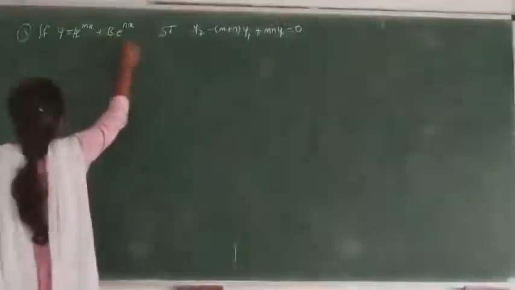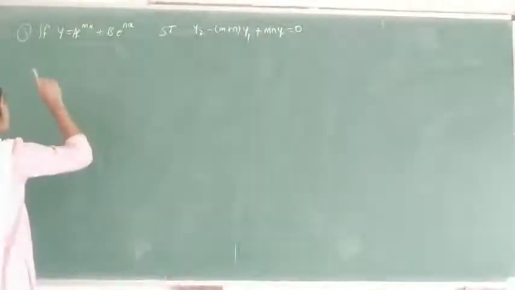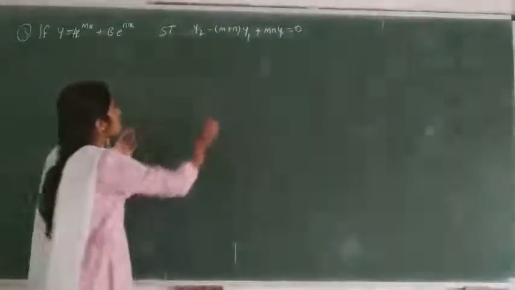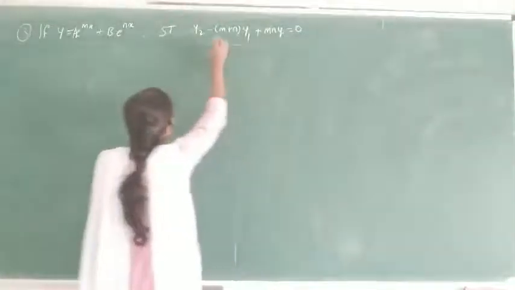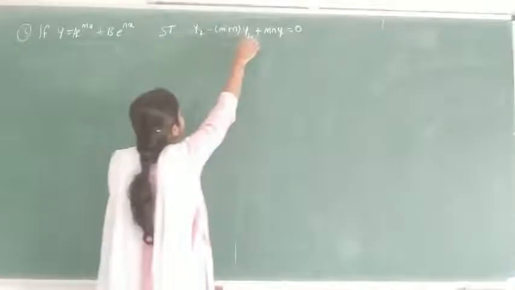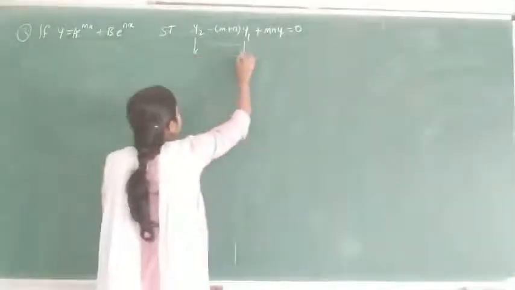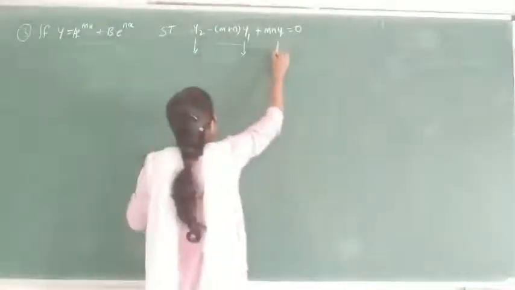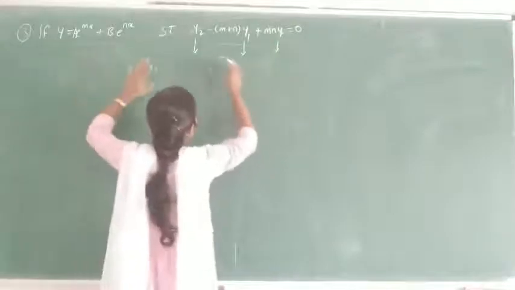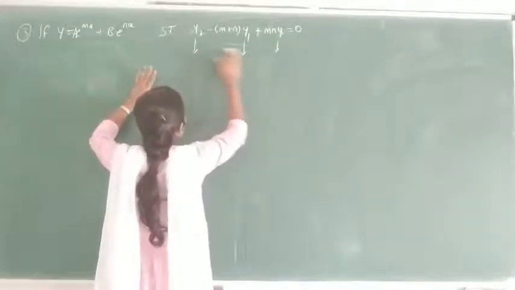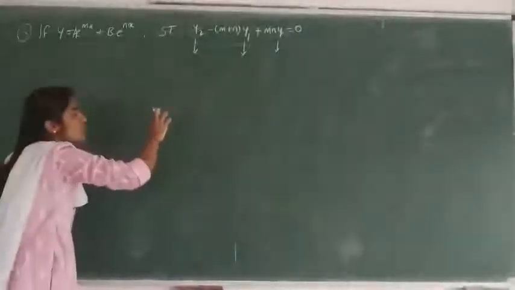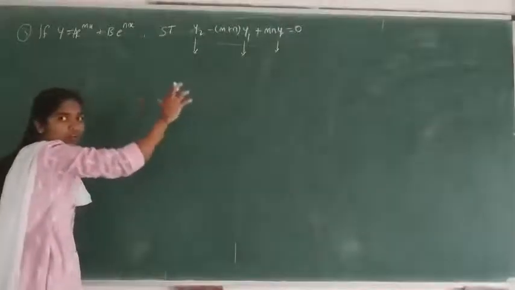We have y is equal to a. What I will do here is, first I will calculate y2, then y1. We already have y here. I will substitute y2, y1 and y in this equation. If I cancel everything, we are left with 0. Let's see.